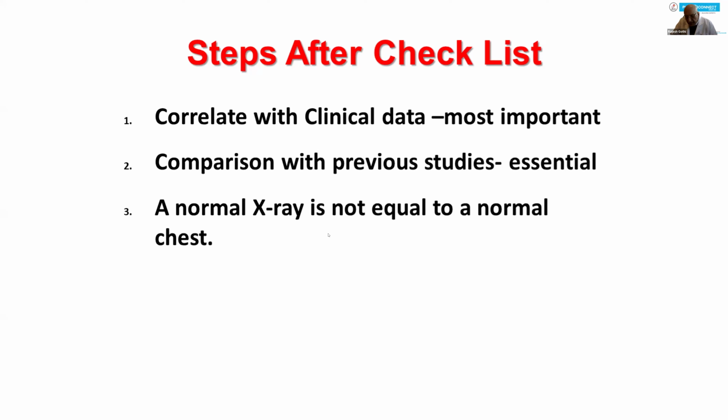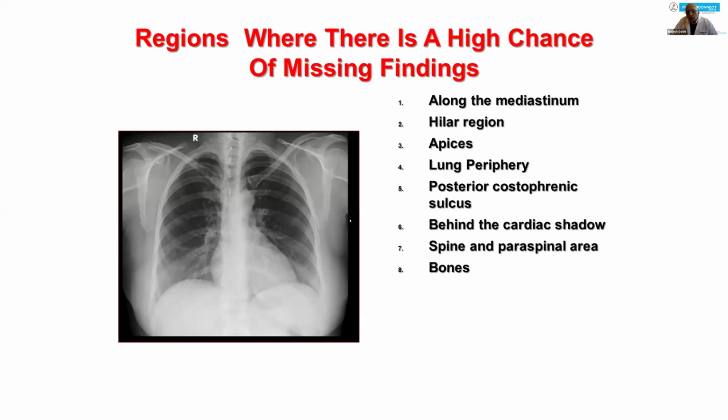So a normal X-ray does not mean a normal chest. It only means that the X-ray is not revealing anything. It is not saying that the chest is normal. And I will show you a couple of examples of that also. So there are certain areas in the chest which are tricky areas where there is a high possibility of missing findings. So let's get into that.